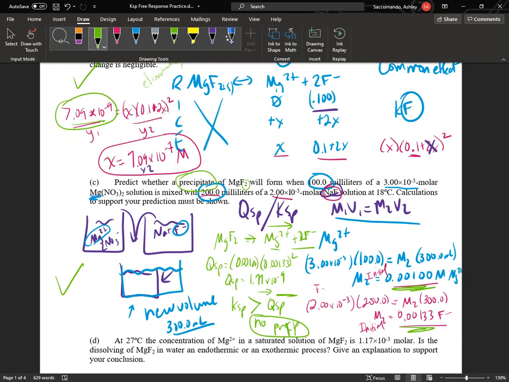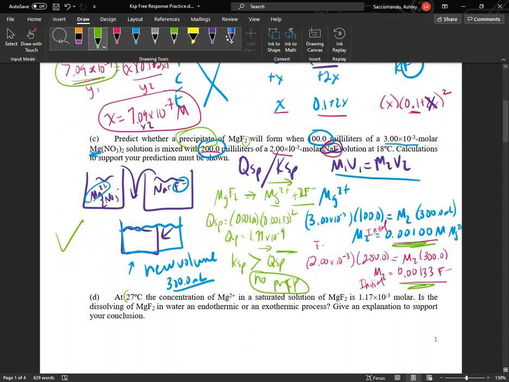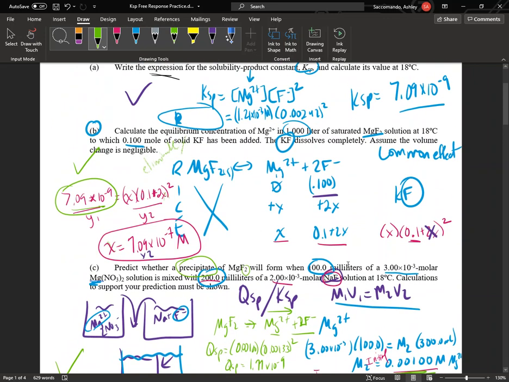Now D is more of a Le Chatelier one. It says at 27 degrees, where the temperature has been increased, because what was the temperature? The temperature used to be 18, right? So we're definitely increasing the temperature here. And it's saying that the molar solubility is 1.17 times 10 to the minus 3 molar. Well, what was the original molar solubility?